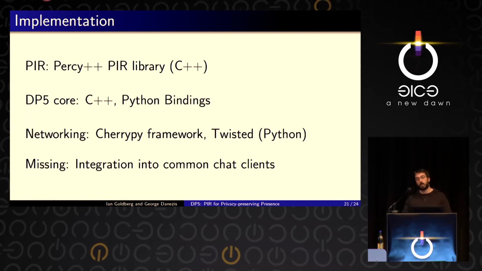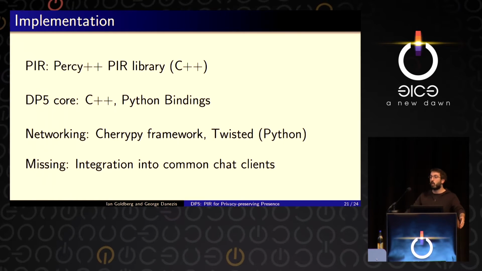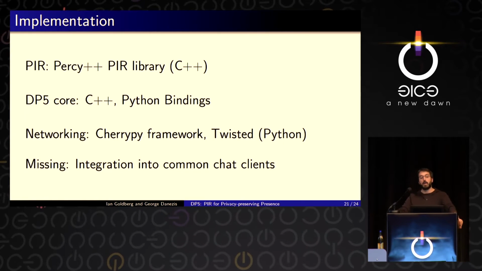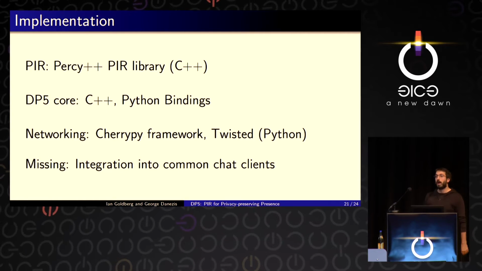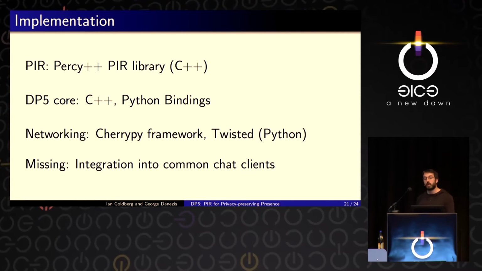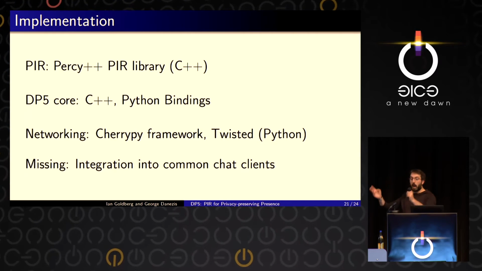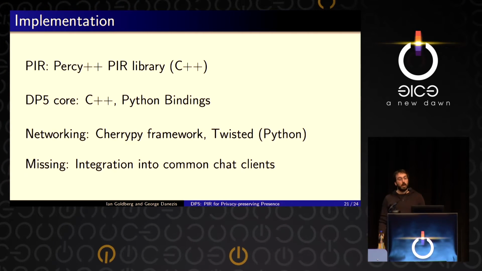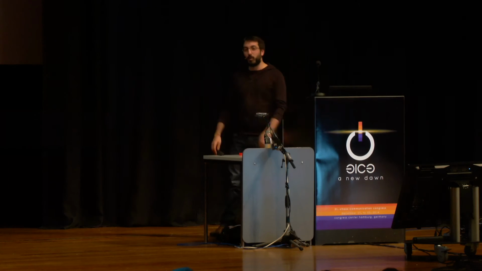We use the Percy C++ code as the core for our PIR protocol, and the rest of the DP5 protocol at a low level is implemented in C++, and we have Python bindings that we use as part of a CherryPy framework and Twisted core to implement all of the networking so that we can time it and make sure that it all works. However, this is still work in progress because it has not been integrated with any client. So the protocol is there, we can do all our timing.